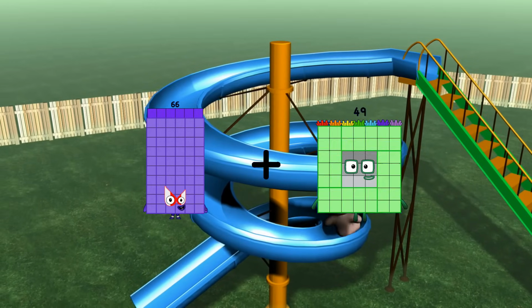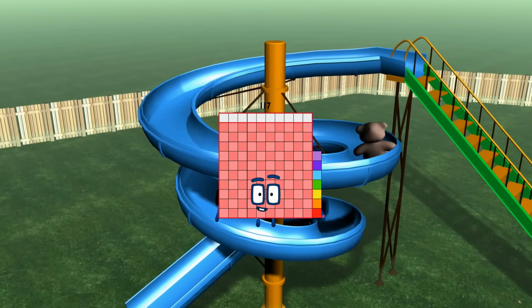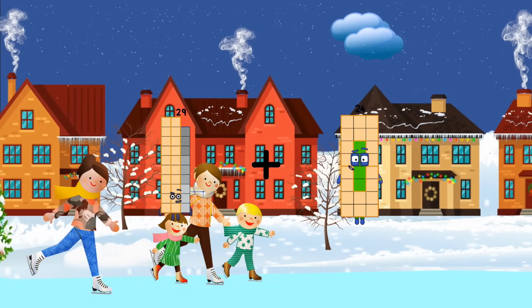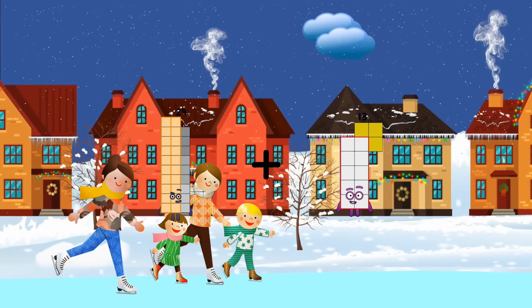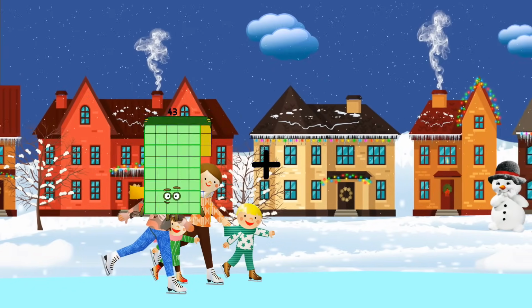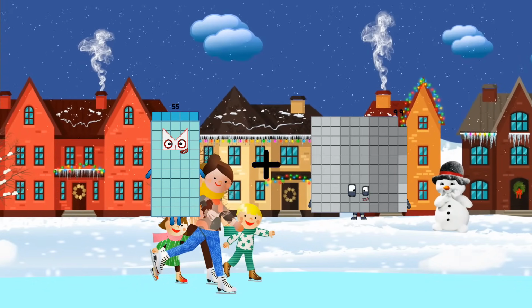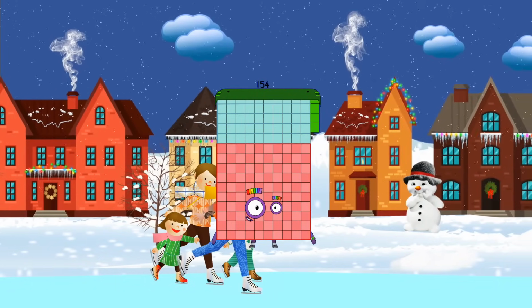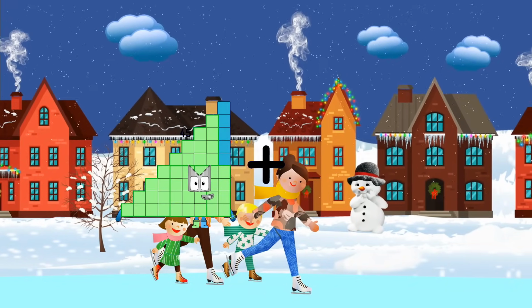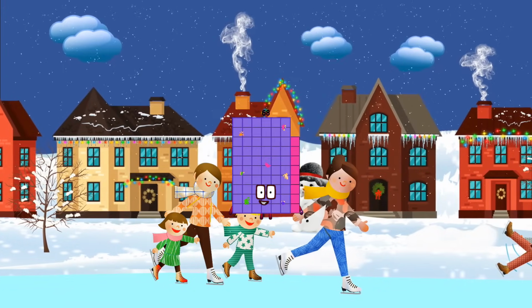66 plus 51 equals 117. 29 plus 13 equals 42. 55 plus 99 equals 154. 45 plus 23 equals 68.